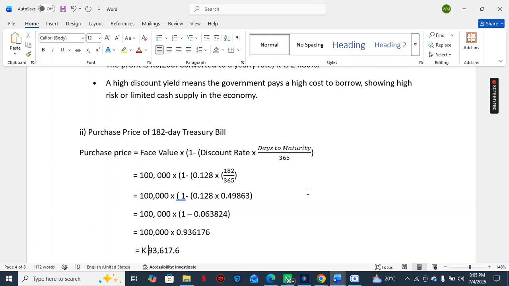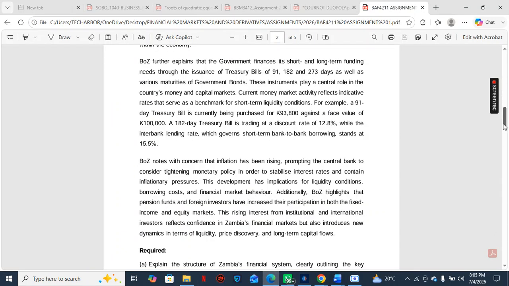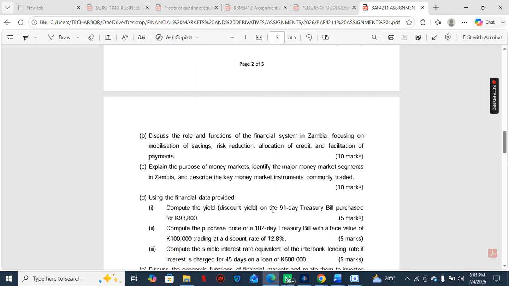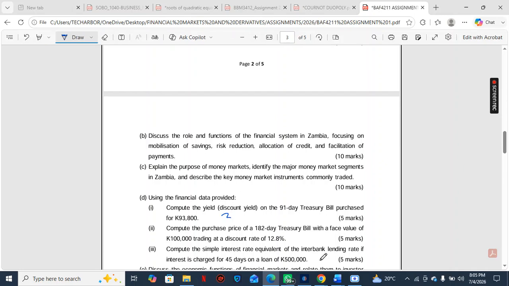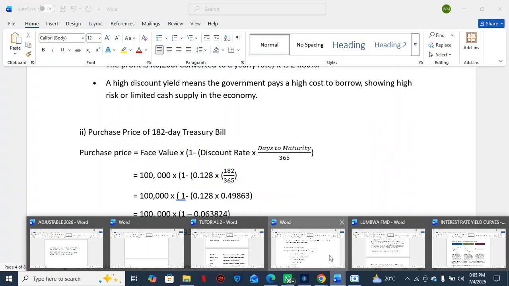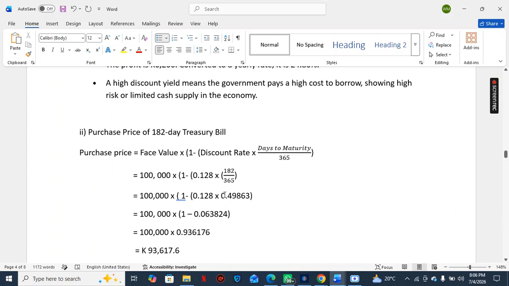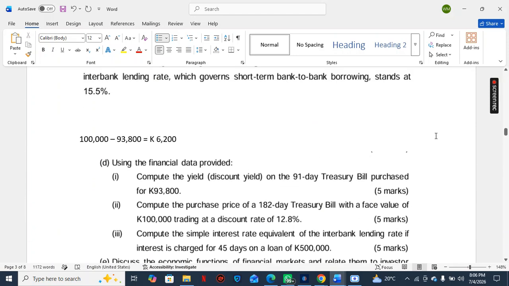Now, colleagues, I need you to notice one thing about this question. We've seen that the 91-day treasury bill is offering a rate of return of 24.86%. And the 182-day treasury bill is giving a return of 12.8. Okay, let's see. Was it the discount rate or the return?